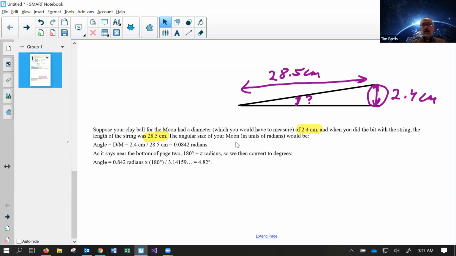Now, most of us don't think in radians, and so we want to convert that to degrees, like you're using in some of the previous labs you've done. The way you do that is you multiply this number by 180 degrees and you divide it by pi, that 3.14. So that's where they get this 4.82 degrees. You'll take 0.0842 or whatever your number is for your moon and your string, multiply that by 180 and divide it by the pi button or the 3.14159 on your calculator. In this case, with these two, it works out to be about 4.8.